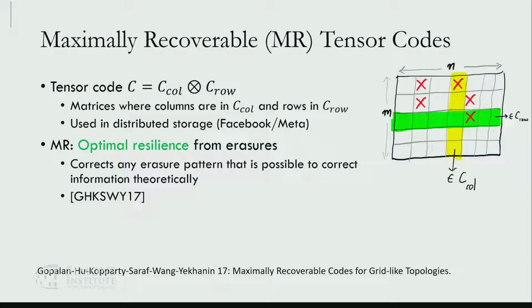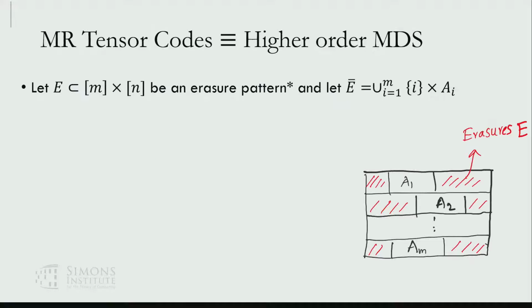There is a notion of MR defined more generally in prior work, but specifically for tensor codes, this was defined by Gopalan et al. in this paper. So how is that related to the higher order MDS property?